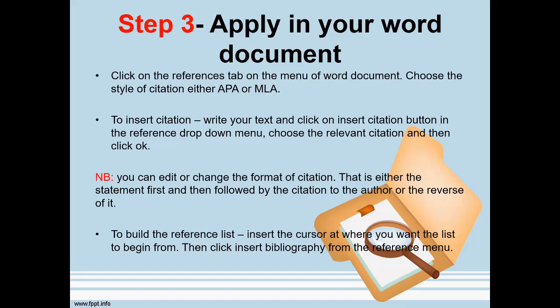Now, to do an in-text citation, you basically write down your text and you click on the Insert Citation button in the reference drop-down menu. Then you choose the relevant citation and you click on OK. There you have your in-text citation. Very simple, just like ABC. Now note here that you can edit or change the format of your citation. That is either the statement first, then followed by the citation to the author, or the reverse of it, which is you bring the author and the year of publication and then the statement credited to that author.